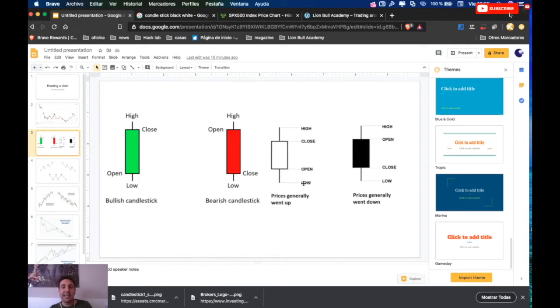In white and black it's exactly the same. When the price opens and then closes above the open price, it's a white candle, a bullish candle. When the price opens and the close is below the open, it's a black candle, a bearish candle. And the highs and the lows are where, in that period of time, in this case the 5 minutes we are talking about, the price was moving. This means it went higher than the open, or lower than the open and lower than the close.